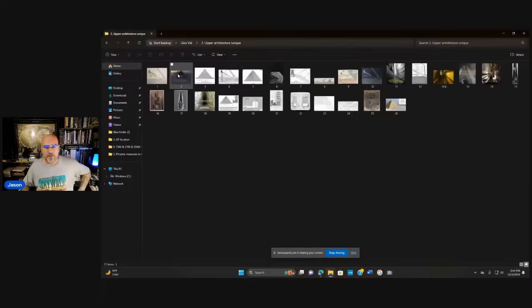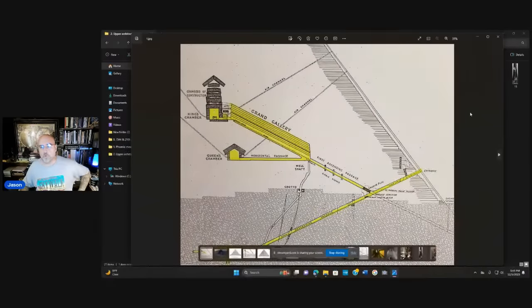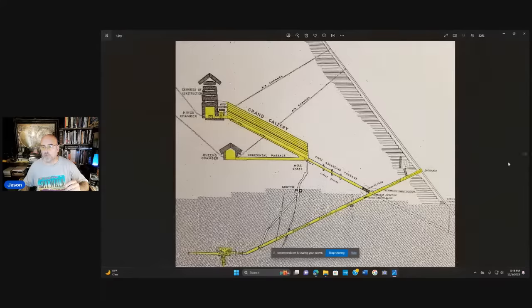So, moving to the next file. This is a very key integral piece of the puzzle, guys. Right here. What you're looking at right here is a cross section of the Great Pyramid in Egypt.